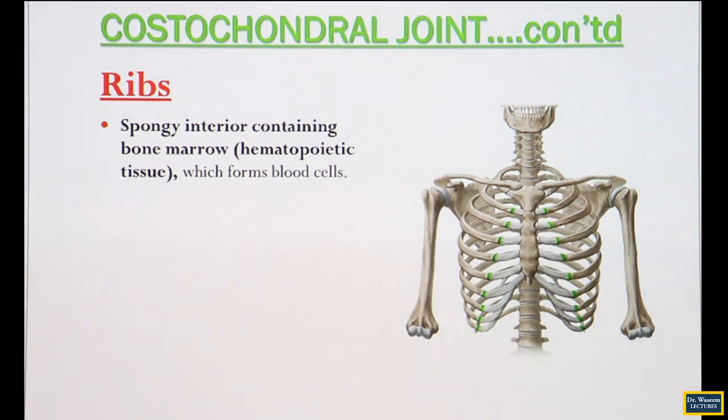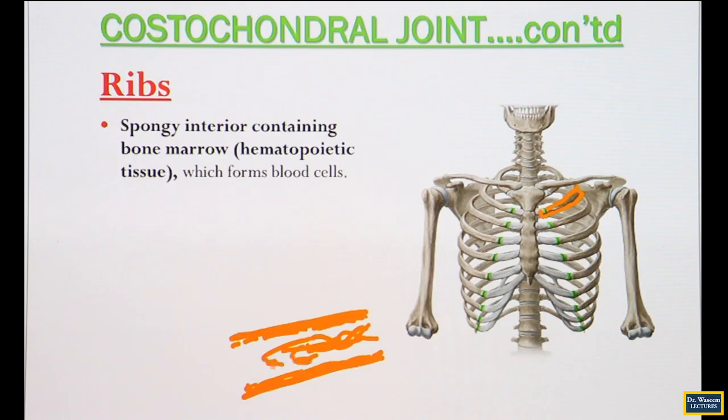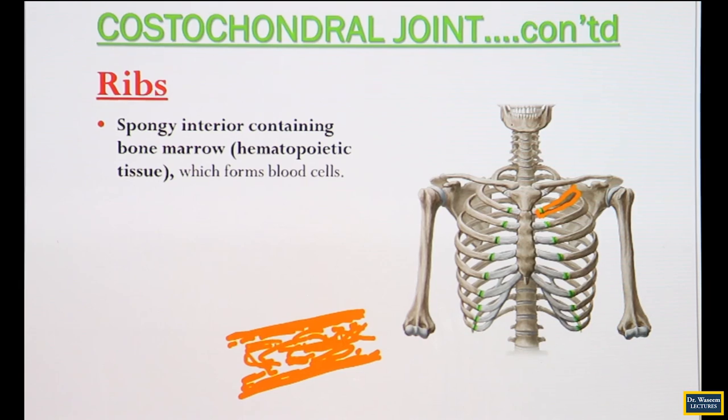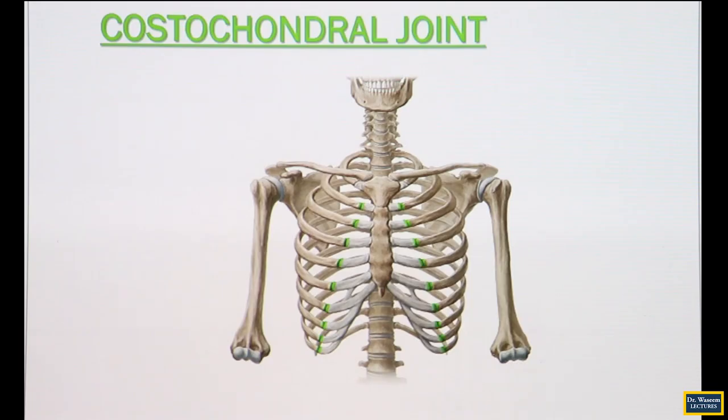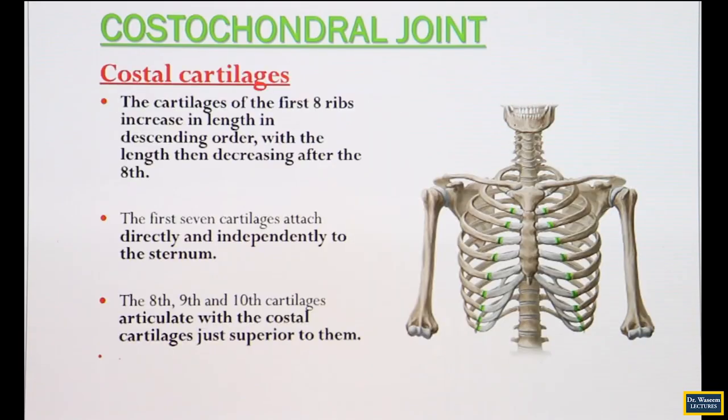Costochondral joints: this is the rib which you have already seen, and these ribs are spongy in their interior. Outside they have the periosteum, underlying it is the compact bone, but in between it is a spongy structure. This is important because it gives rise to the hematopoietic tissue which forms the blood cells. So, the costochondral joints are important.